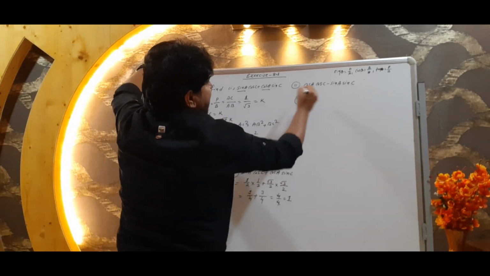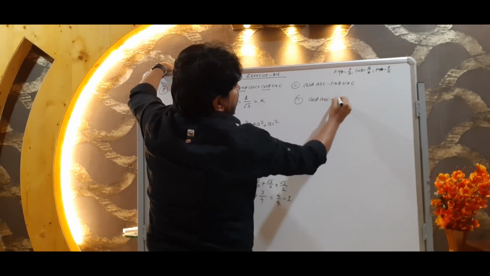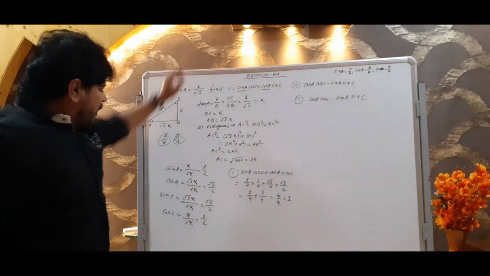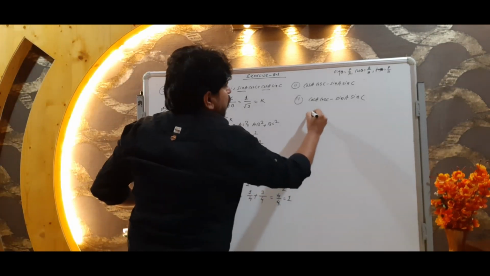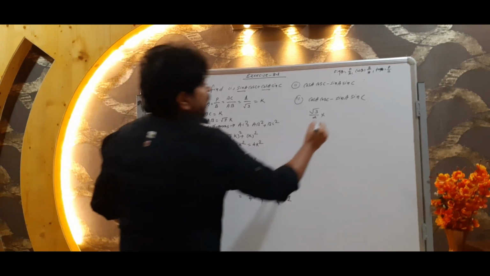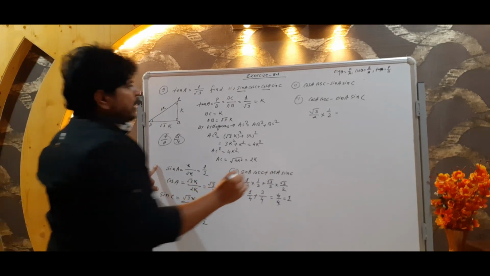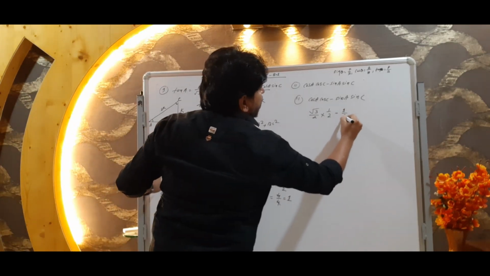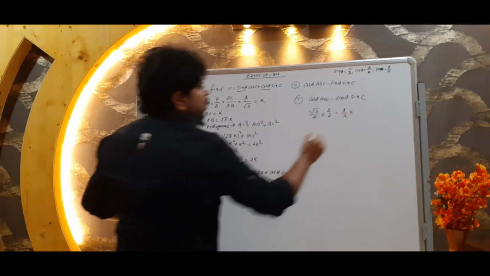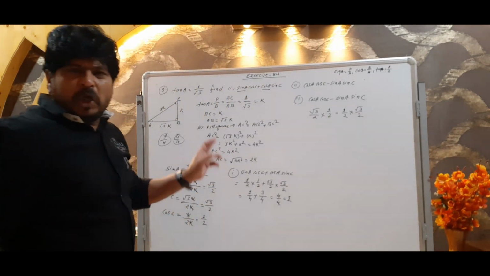What is given here? This is the second case. The second case is cos A cos C minus sin A sin C. What is the value of cos A? Root 3 upon 2 into cos C, 1 upon 2, minus sin A, 1 upon 2, into sin C, root 3 by 2. Okay, root 3 by 2.